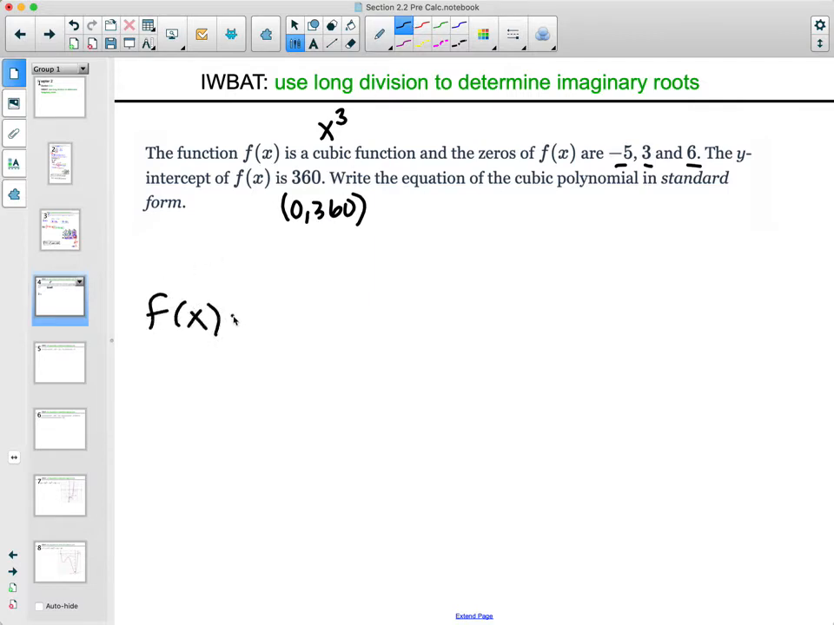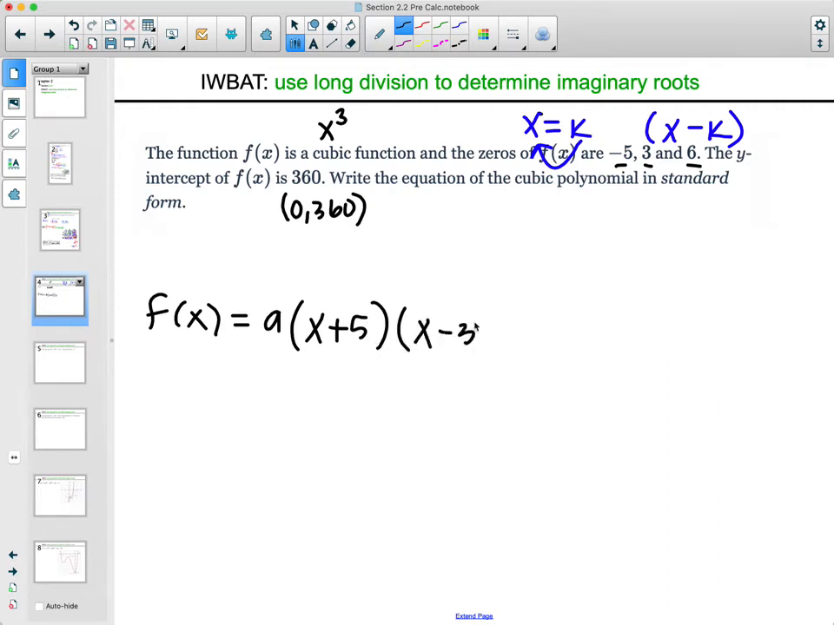Okay, so we'll say f of x equals a times, get your factors from the zeros. So remember, if the 0 is x equals k, then the factor is x minus k. You have to bring that k over to the other side. So it's always going to be the opposite of these. So we have negative 5 as a 0, so x plus 5 is a factor. 3 is a 0, so x minus 3 is a factor. 6 is a 0, so x minus 6 is a factor.